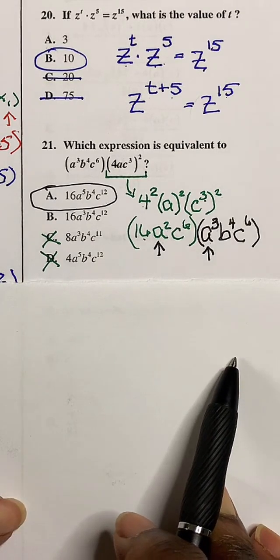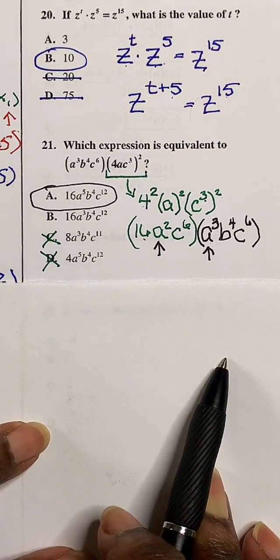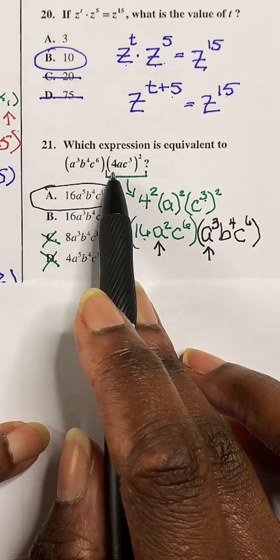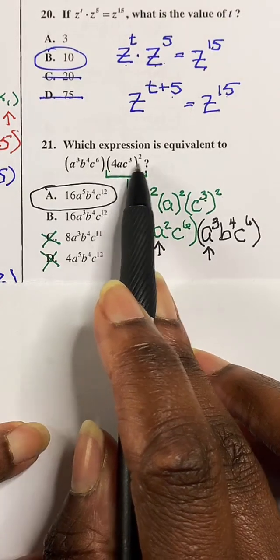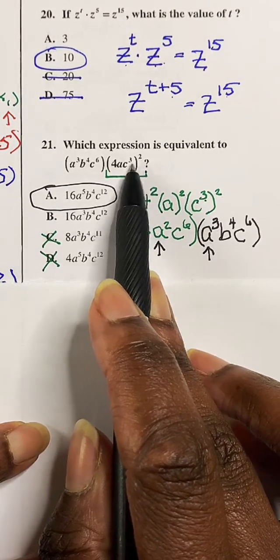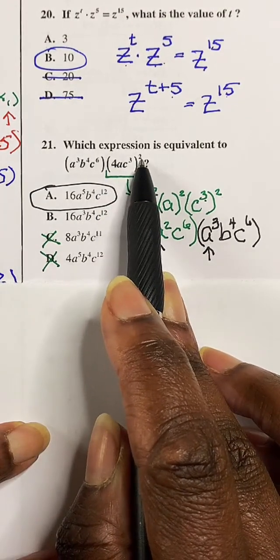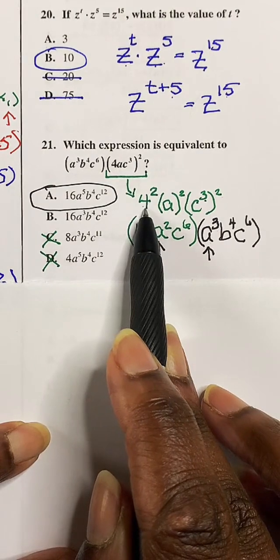Yeah, guessing doesn't work. I mean, it's a crapshoot. You get what you get. How did I get to 16, Jenny? Well, here we have 4, and it's being raised to the second power. So everything inside of this parenthesis is being raised to the second power. That's why I got my 4 squared.